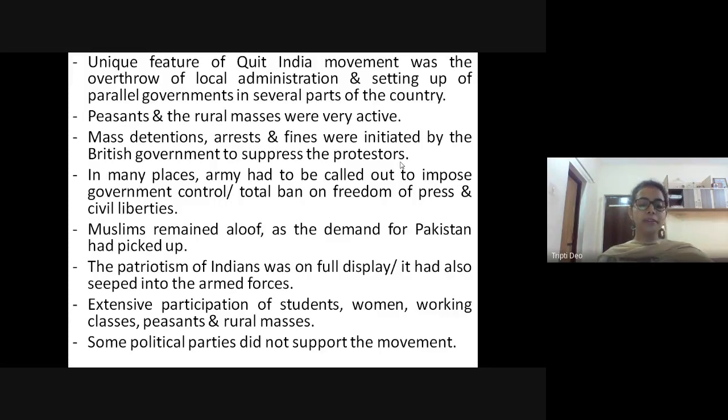And the patriotism of Indians was in full display. It had also seeped into the armed forces. So we see that in the armed forces also, there were a lot of mutinies and rebellions that the British had to face, not only from the civil population, but also from the armed forces. Extensive participation of students, women, working classes, peasants, and rural masses. Some parties did not support the movement, however.